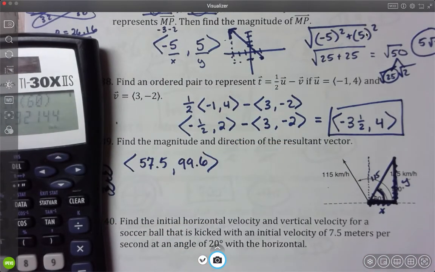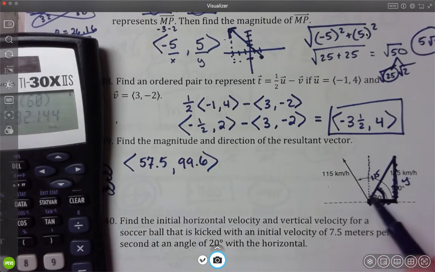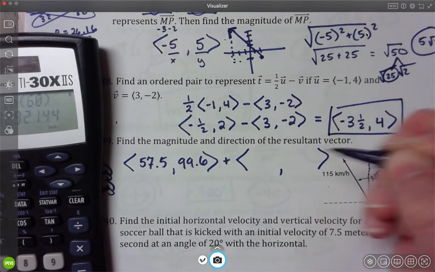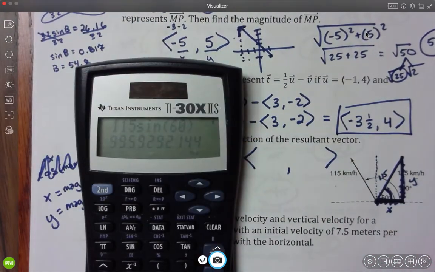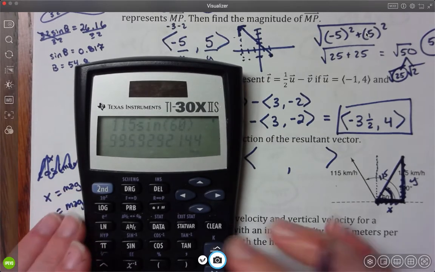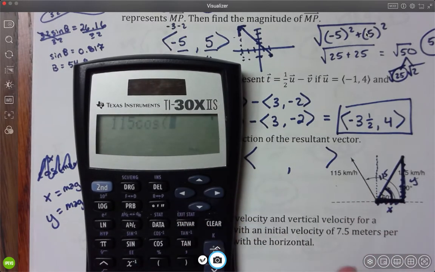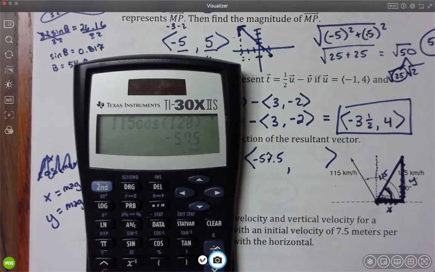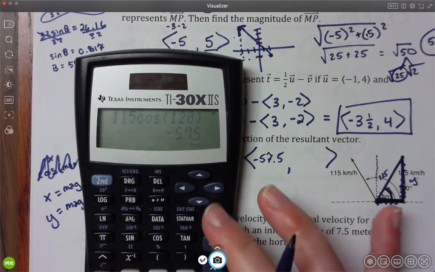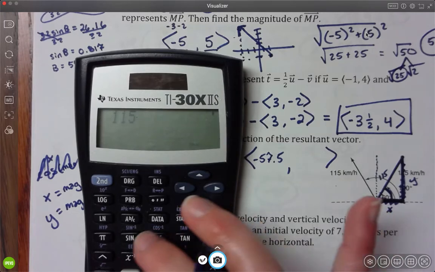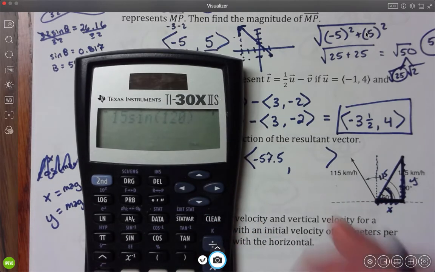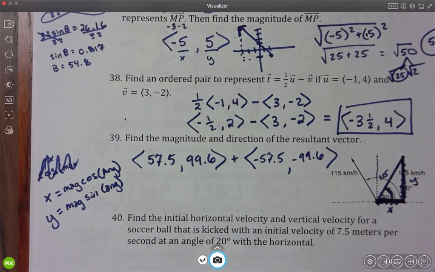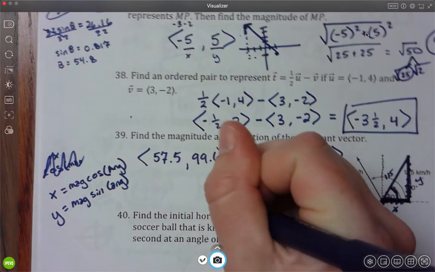Okay, now I'm going to do the same thing for this vector right here, except that's 120 degrees. So I do 115 cosine of 120 and 115 sine of 120. 115 cosine 120 is negative 57.5, and we want to write that as a negative 57.5. Then we have 115 sine of 120, and that is negative 99.6. Oh man, we add those two together, it's going to cancel out, and it's going to be 0, 0.